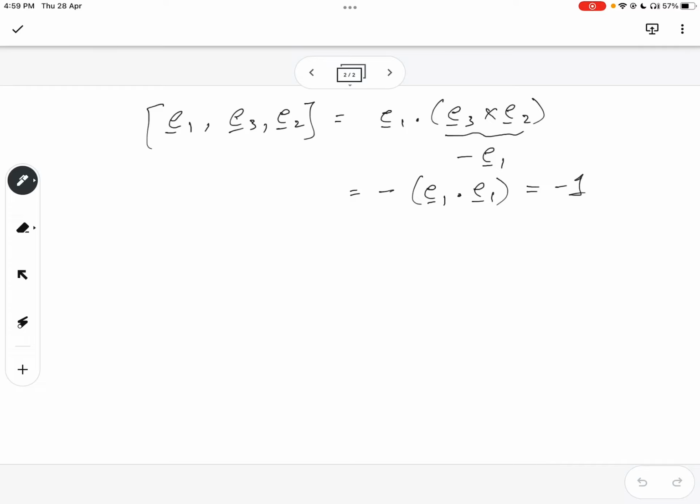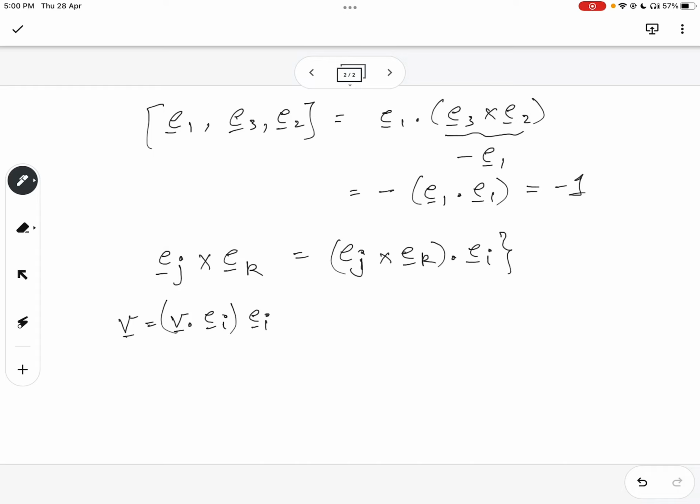So this definition can be used in a lot of ways. For example, we have two vectors. We take the cross product of two orthonormal basis vectors. This can be written from our definition of V as V dot Ei. So this can be written as Ej cross Ek dot Ei. This is same as writing Eijk Ei.